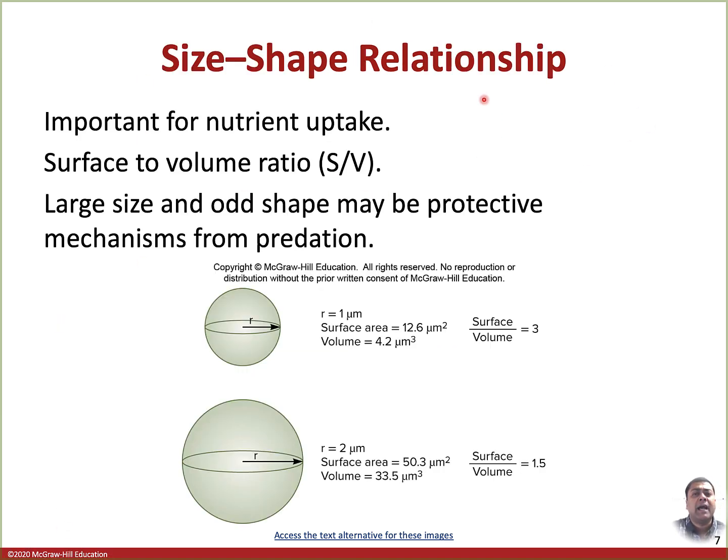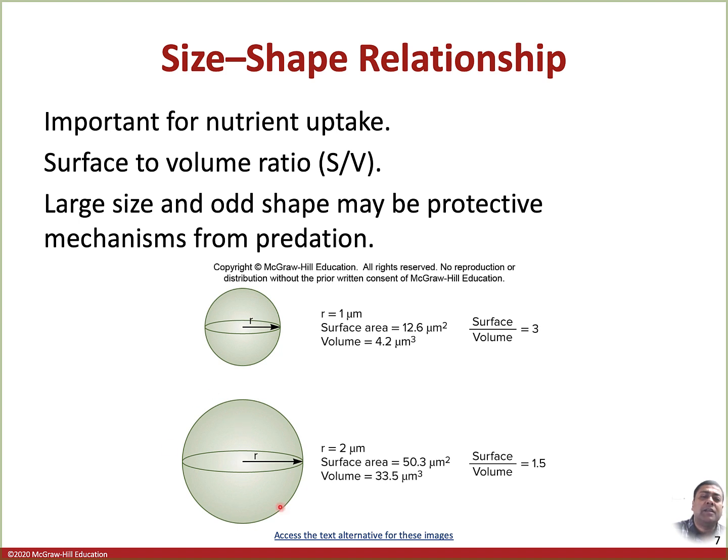Then, if we just look at the size and shape relationship, what does all that mean? This is actually a very important factor in terms of surface to volume ratio, because this depends on how successful the bacteria is in survival. So if the organism is very tiny, you can see that this is r equal to 1 micron. The surface to volume ratio is about 3. As it becomes bigger, the surface to volume ratio becomes 1.5, so it's decreasing. So the smaller the size, the chances of that organism to pick up nutrients from the environment are much higher, and that's why they are so successful.